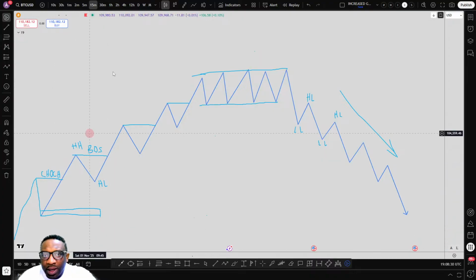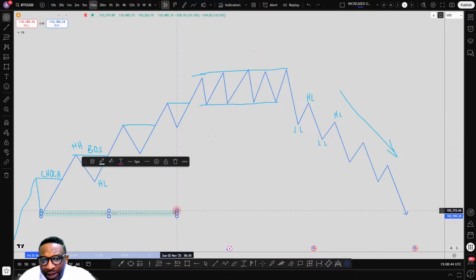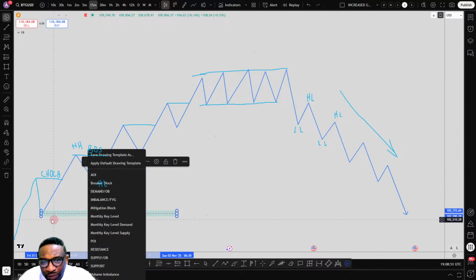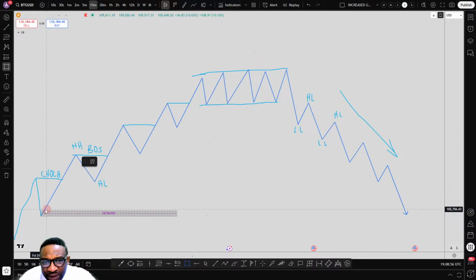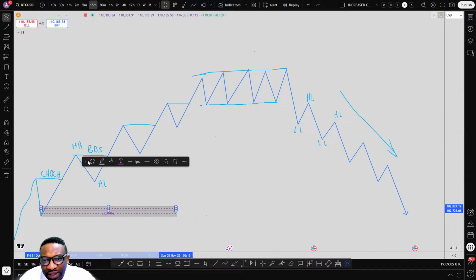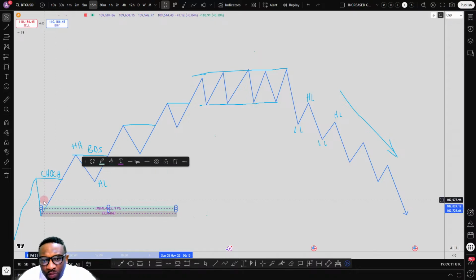So let me use the tool that I normally use to mark the demand and supply zone. So I use this rectangular tool to pick the low and the high of the last indecision candle before the up move. So over here, this will be our demand zone. So we also want to see some form of imbalance attached to this demand zone to make it a valid area to consider taking a trade from there. Yeah, so we want to see an imbalance.